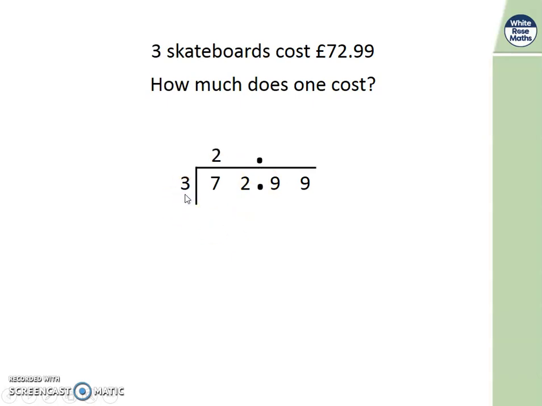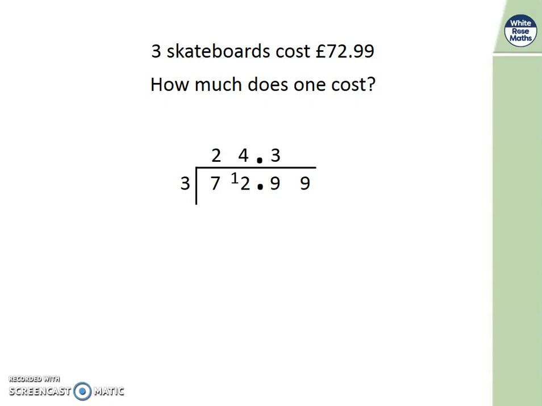So just as before, how many 3s will fit into 7? 3, 6. It will fit in twice. So I put the 2, but that will leave me with 1 left over, and that will go to here. 3 into 12. 3, 6, 9, 12. That fits 4 times. Then I move across. How many 3s will go into 9? 3, 6, 9. Fits in 3 times.